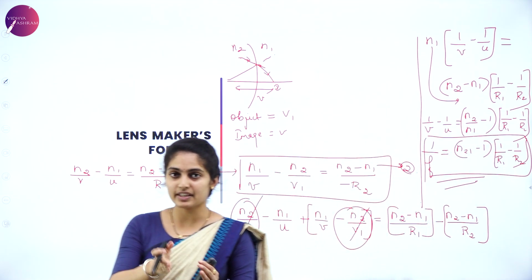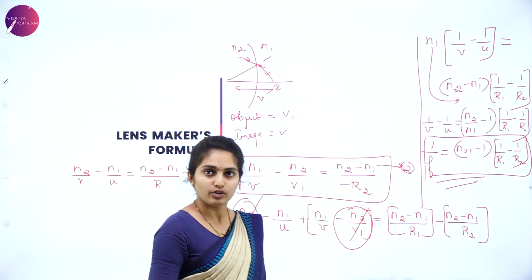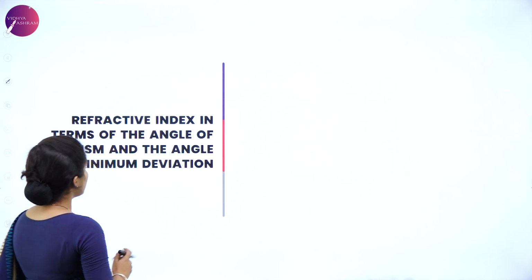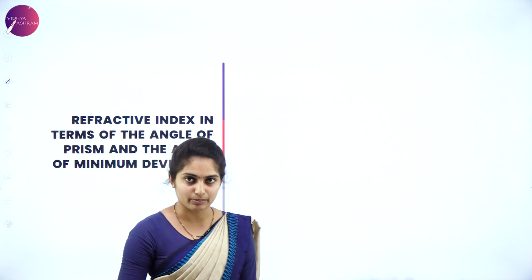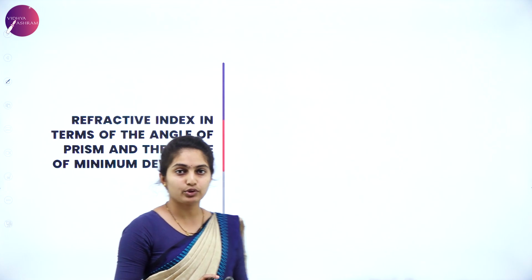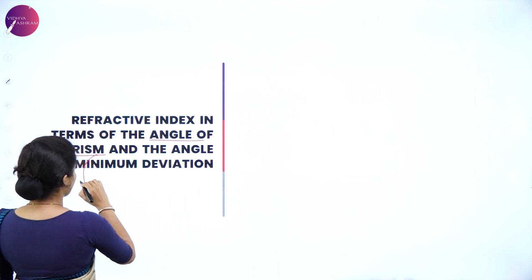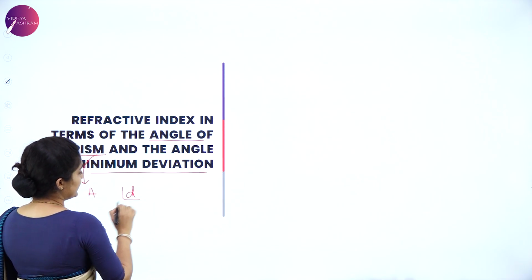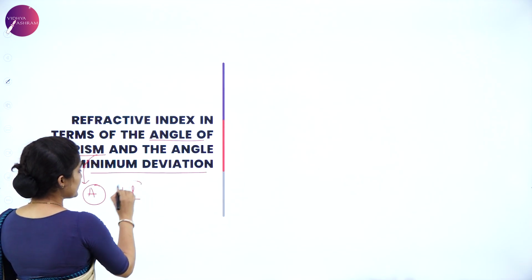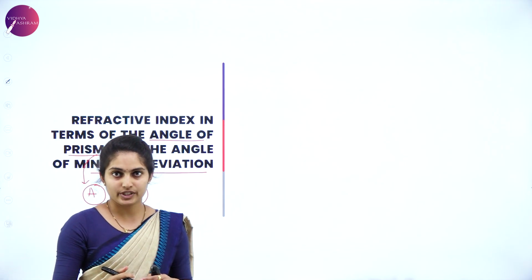So it's very easy whenever you break a lens into two halves and equate the formula. And next we have the refractive index in terms of the angle of prism and the angle of minimum deviation. For which you have to consider the angle of prism as A, and the angle of minimum deviation as D. So we have to equate these with the help of a series of equations.